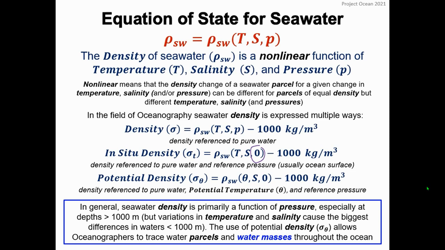What I'm trying to say here is the ocean water column as a whole, its structure is controlled by increasing pressure with depth. But we'll see that circulation of water and changes in what we'll call stratification in surface water is largely controlled by temperature and salinity. Now, once again, the use of potential density allows us to look at these temperature and salinity effects and trace water parcels and water masses throughout the ocean.